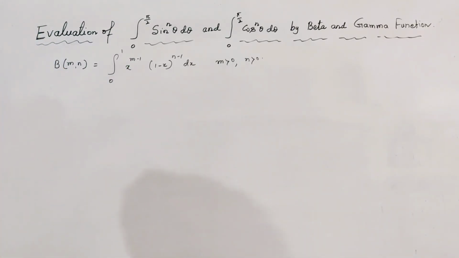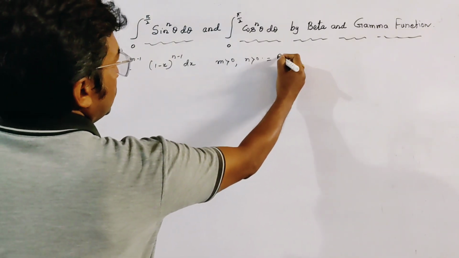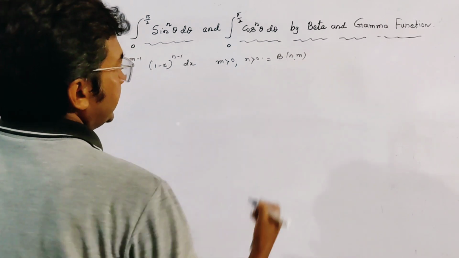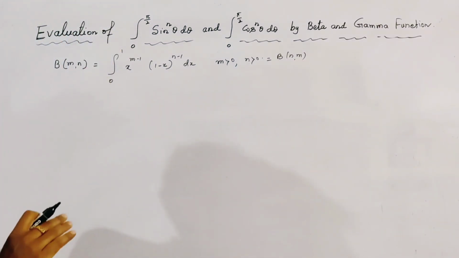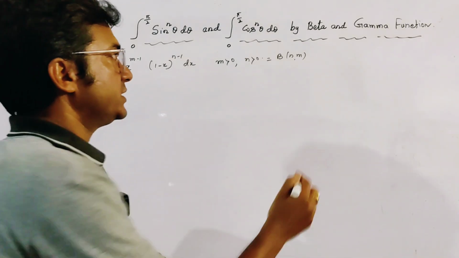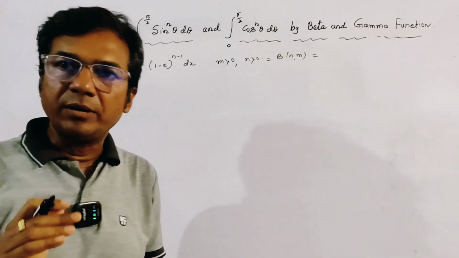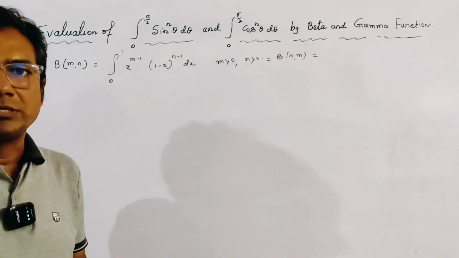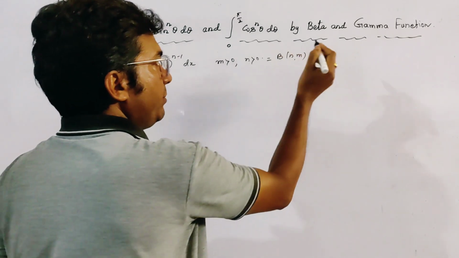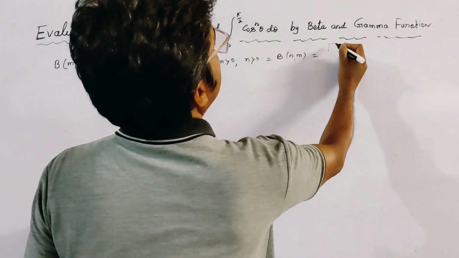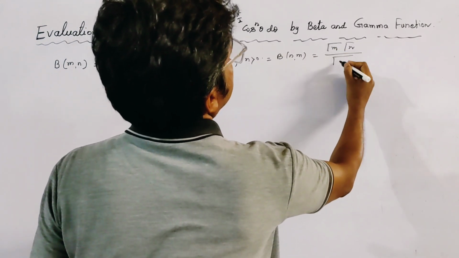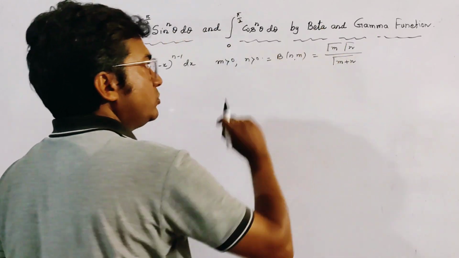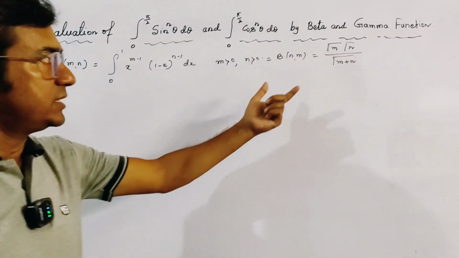We also know from the property of the beta function that this is equal to β(n,m). That is, the beta function is symmetric in m and n. And we already discussed the relation between the beta function and the gamma function in the previous class: β(m,n) or β(n,m) is equal to Γ(m)Γ(n)/Γ(m+n). We use this definition and this relation also.